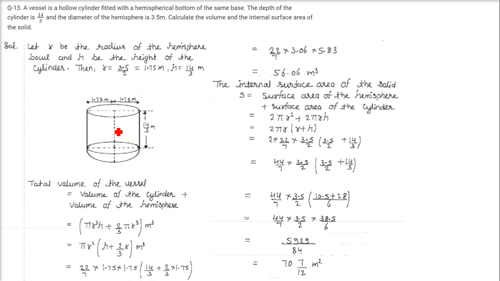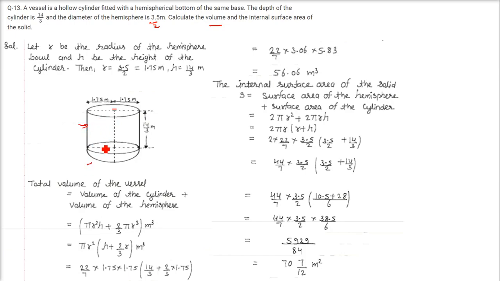A vessel is a hollow cylinder. So this is a cylinder which is hollow, fitted with a hemispherical bottom of the same base. So this is the hemispherical bottom of the same base. The depth of the cylinder is 14 by 3. So from here to here it is 14 by 3. And the diameter of the hemisphere is 3.5. So diameter is 3.5. Just take it half. It will be 1.75. We have to calculate the volume and the internal surface area of the solid.